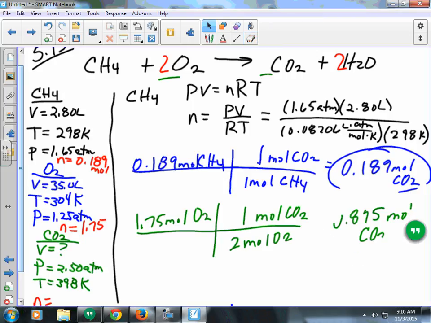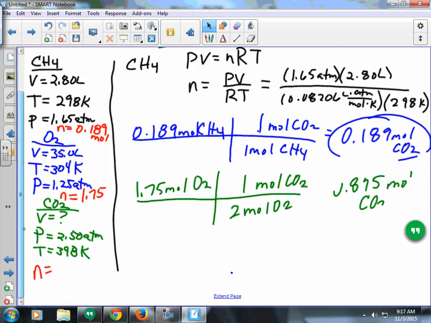So that means once this gets all used up, the reaction stops. There's no chance that this particular reaction is ever going to form 0.875 moles of CO2, because once 0.189 moles gets produced, methane's used up and the reaction stops. So this is what we use here: 0.189 moles of CO2.